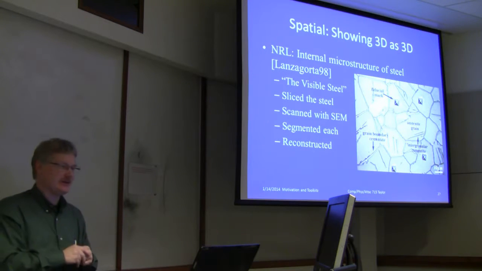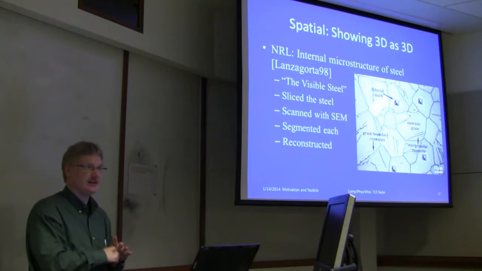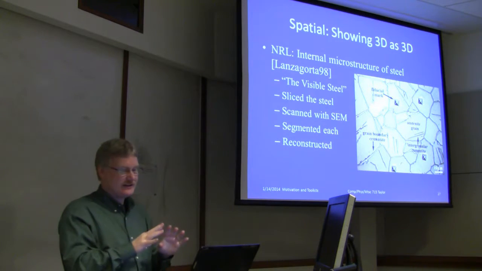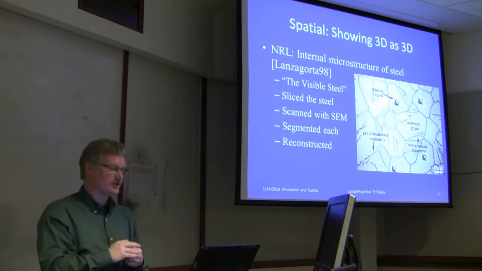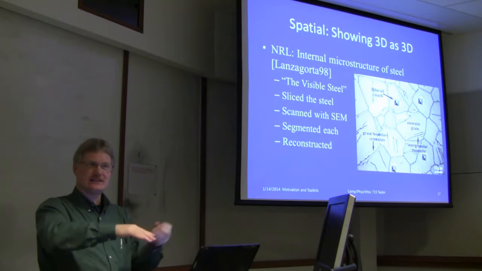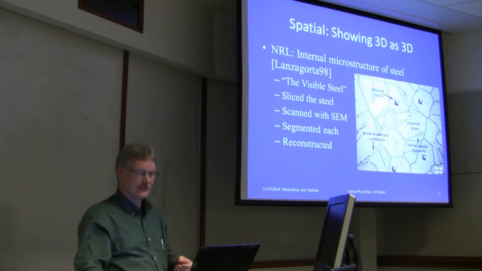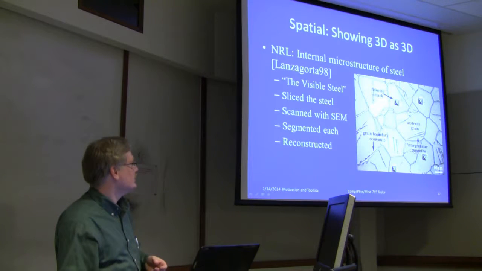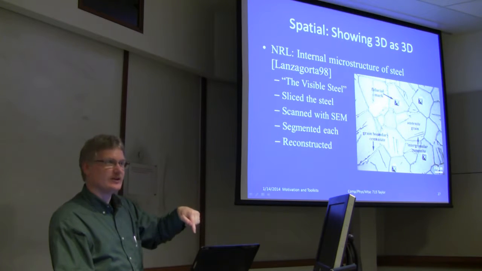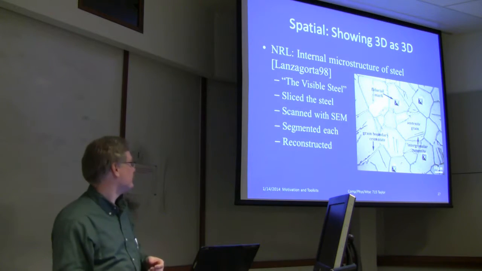Spatial, showing 3D data as 3D data, right? And so this is, again, not rocket science, but it turns out to be very useful. So this is looking at the internal microstructure of steel, right? So it's like the Visible Human, but with steel. They slice it, they look at it in the TEM, they slice it, they look at it in the TEM, and they get a bunch of slices. There's also some fiducial marks. So these are just things they've driven through there so that they know how to line up each slice with the previous slice.